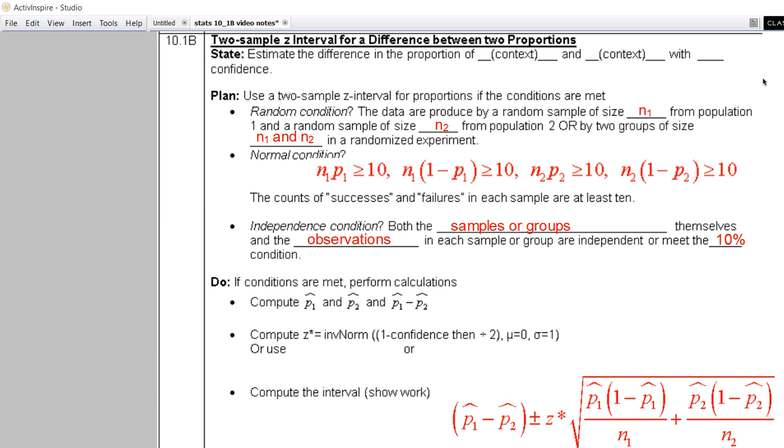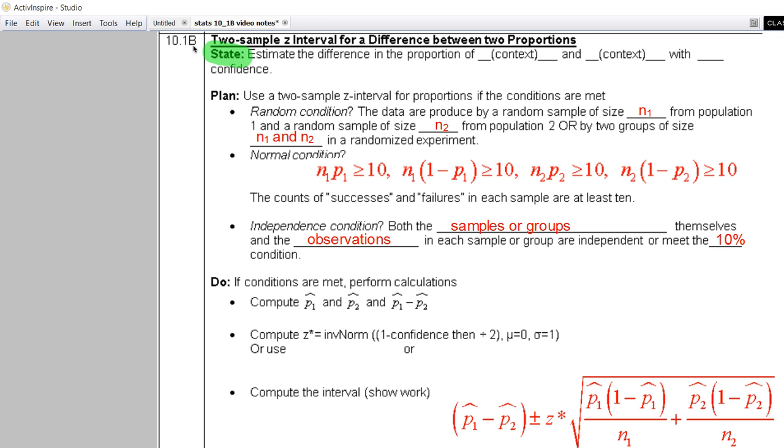The two sample z-interval for a difference between two proportions. Our state part, we're going to go ahead and estimate the difference in the proportion of blank and blank with usually 95% confidence, but sometimes 90%, 99%. We're going to use the two sample z-interval for proportions if our conditions are met.